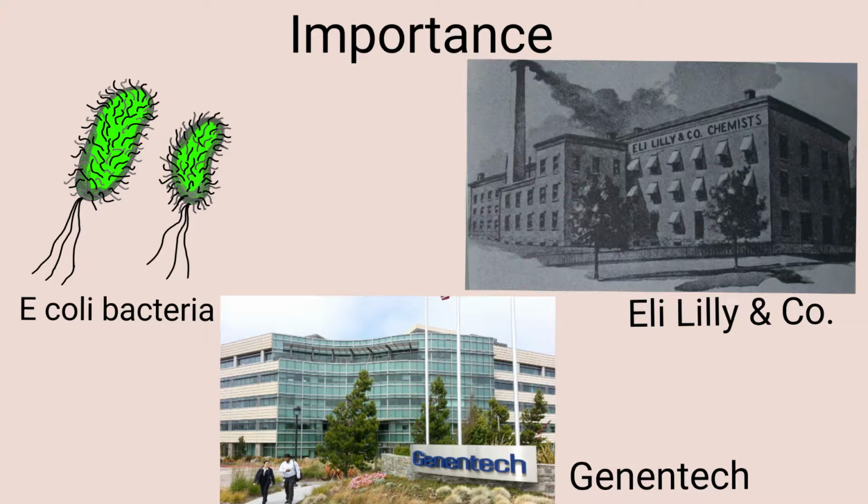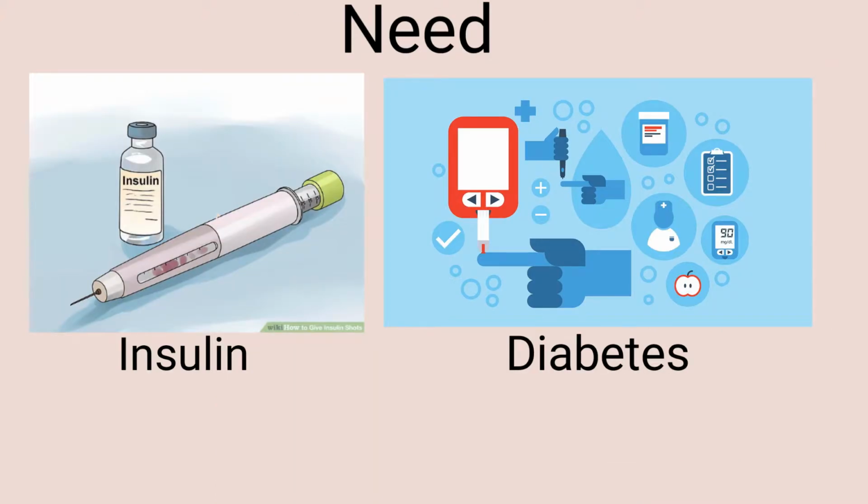So in 1978, scientists at Eli Lilly and Genentech found a way to use E. coli to make insulin. This insulin was the first recombinant protein approved for human use by the FDA in 1982. Diabetes often occurs at old age, and as people live longer, the overall need for insulin increases.